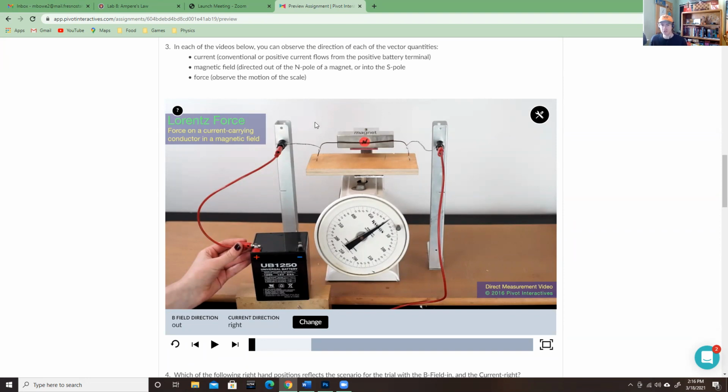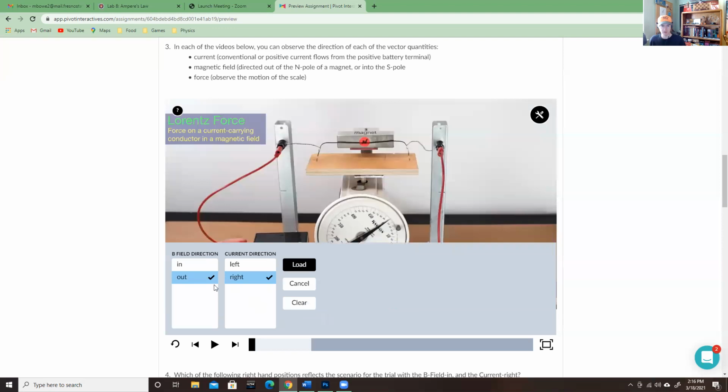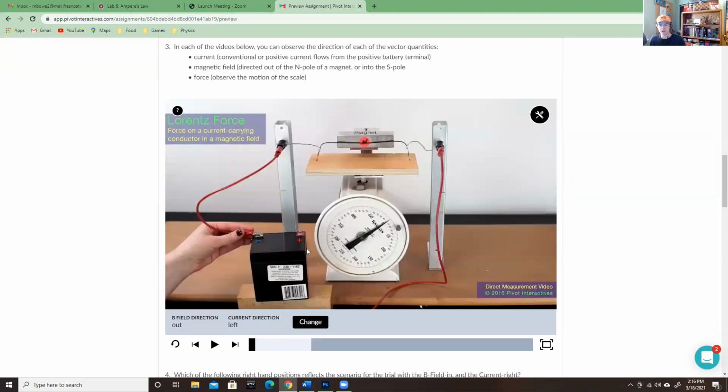Okay, so we could change which side of the magnet is showing, and we could also change which side the terminals are connected. So we could change the current direction. Instead of positive being on the left, we could swap those. So let's go like this, current direction. So now positive is on the right.